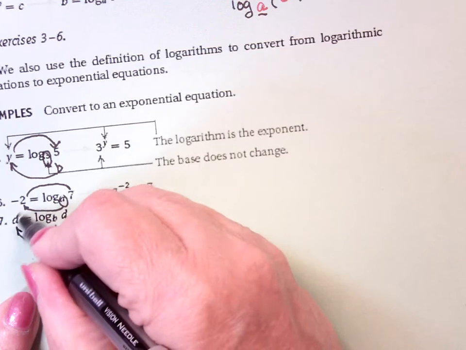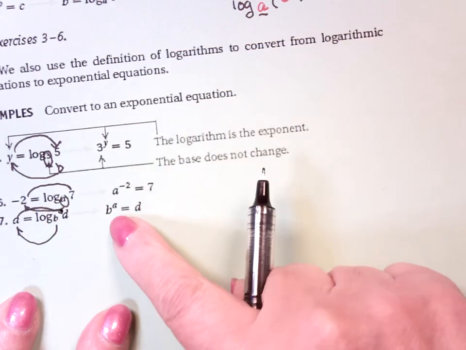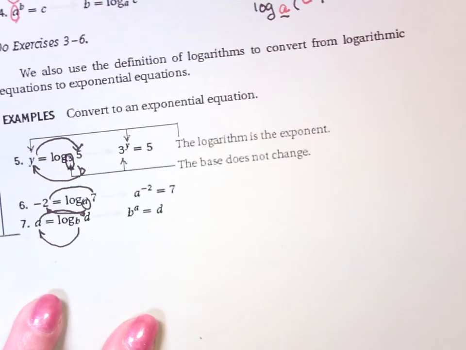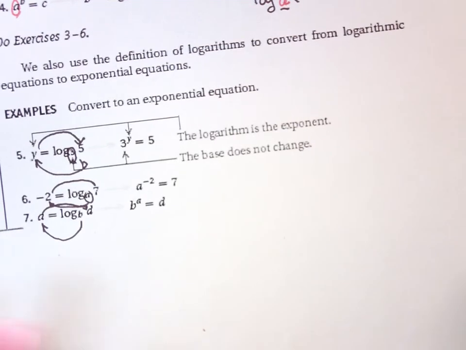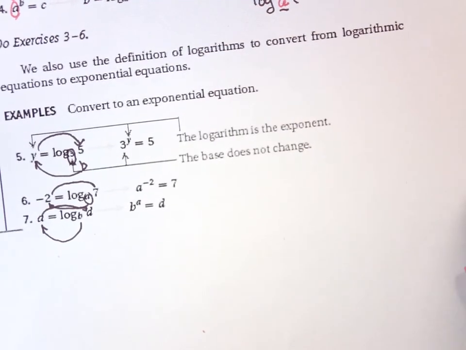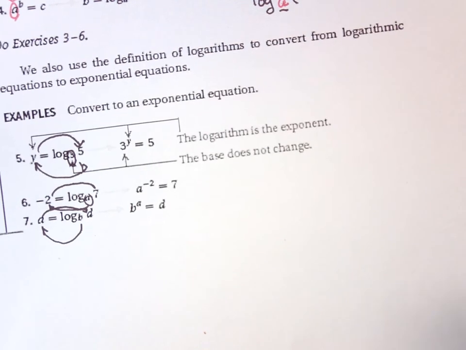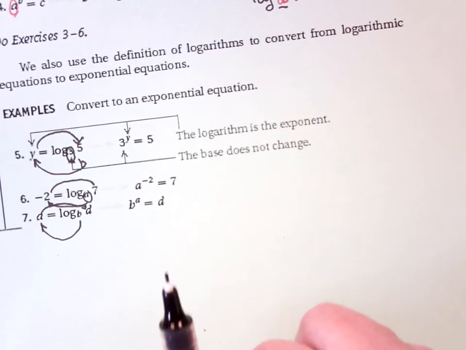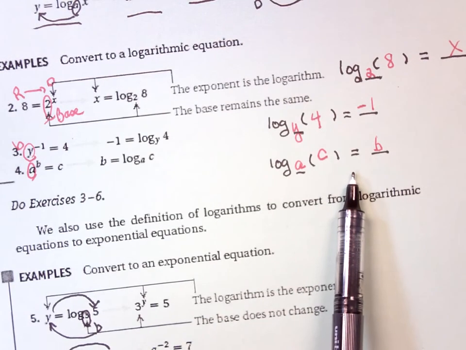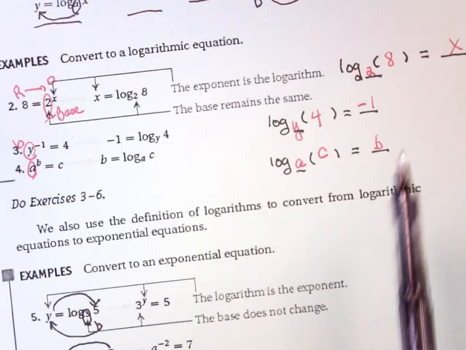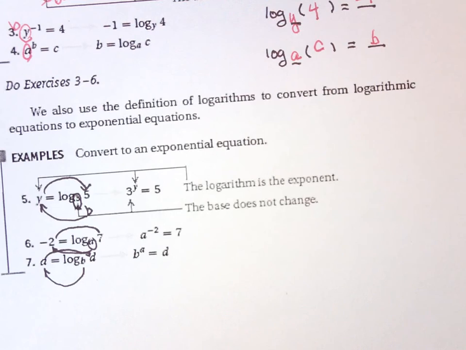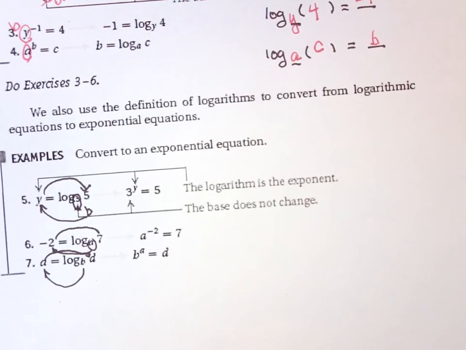B to the a is equal to d. Round in a circle, which is what the inverse does. Takes you round and round in a circle. This you need to be able to do in your sleep, because you do it so much. This one, I have to think about, because I don't use it nearly as much. But this one you're going to use really frequently, because that's how you solve logarithmic equations. You turn them into exponentials, for which we have rules.